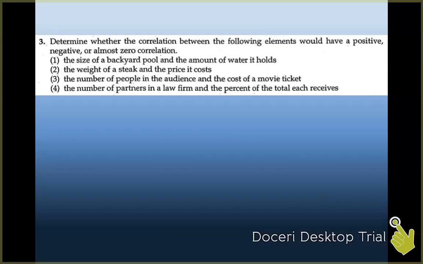So looking at this, determine whether the correlation between the following elements would have positive, negative, or no correlation. So looking at 1 there, it says the size of a backyard pool and the amount of water it holds. So think about what that graph would look like. As your pool is getting bigger, what's happening to the amount of water it holds? Well, the bigger the pool, the more water it holds. A small pool holds a little, a bigger pool holds a little more, and it might not be a straight line, but it's going like this in general. So this would actually be a positive correlation.